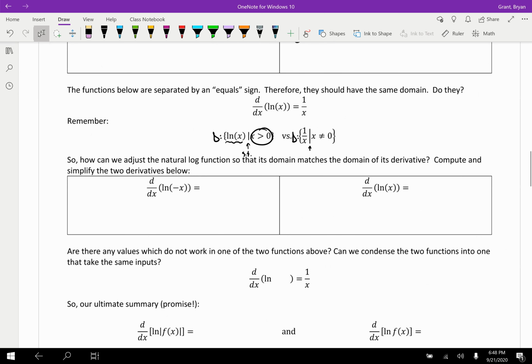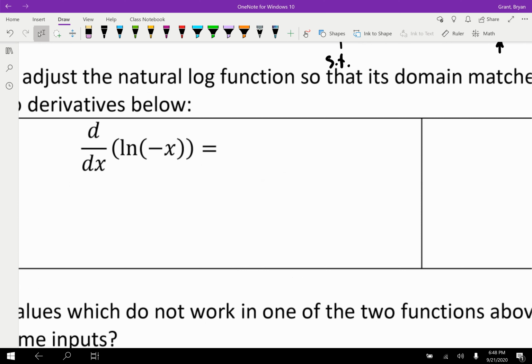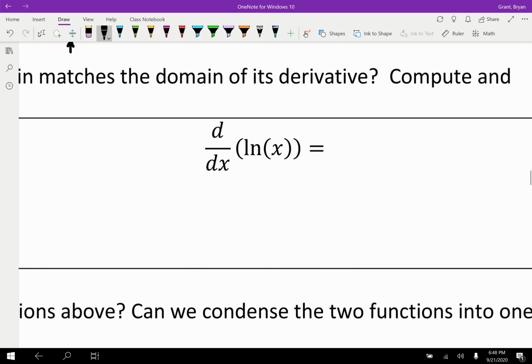So is there a way that we can adjust the natural log function so that its domain matches the domain of its derivative? Well, let's try taking the derivative of the natural log of negative x. I think this has got to be some chain rule here. We're going to do 1 over what was inside times the derivative of what was inside. The derivative of negative x, I think, is negative 1. And then if we clean this up, you'll probably notice that our two negatives turn into a positive, and we're just left with 1 over x. And I think over here, the derivative of natural log of x, we know is just 1 over x times 1, but really just 1 over x.